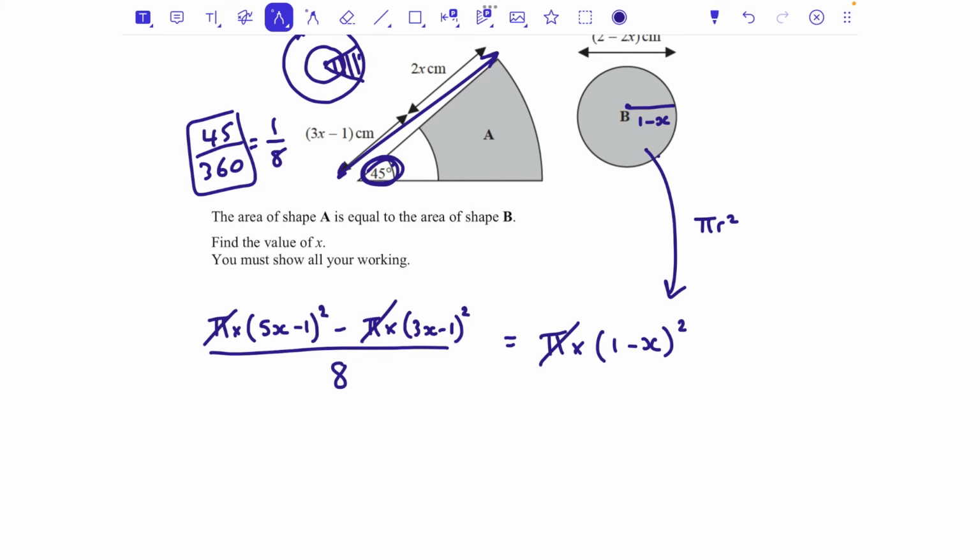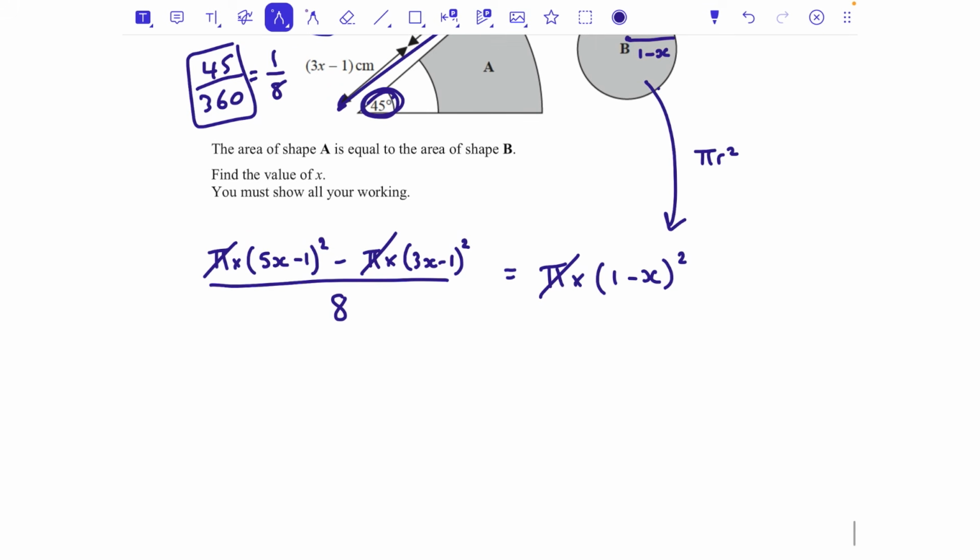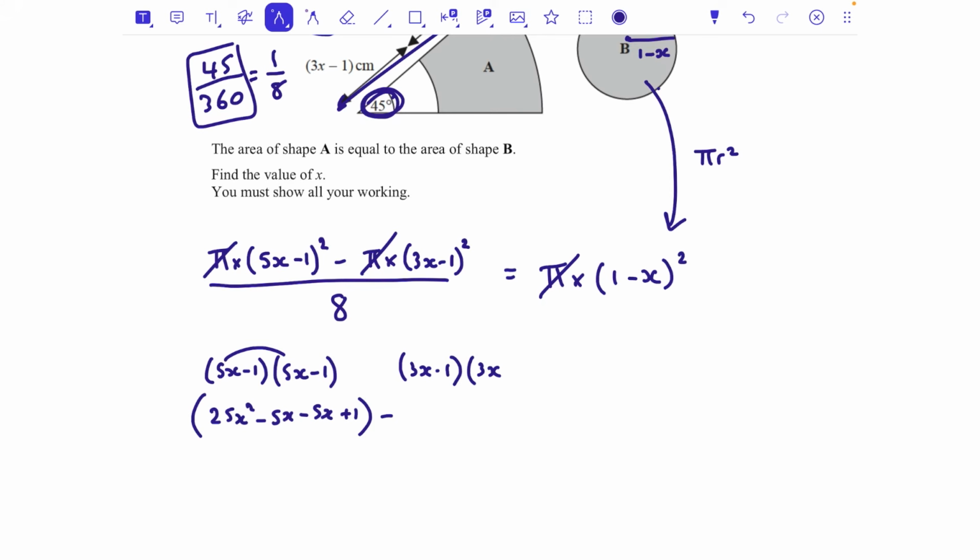Okay, now everything has got pi in it, so the first thing I'm going to do is divide everything by pi. That's quite nice. Then I'm going to multiply out these brackets. So I've got 5x minus 1, and remember, when you're squaring a bracket, you're timesing it by itself, so write it out twice. So that's 25x squared minus 5x, add 1, minus, and then I've got 3x minus 1 times 3x minus 1, and this is all being subtracted, so please, please, please keep it in brackets.